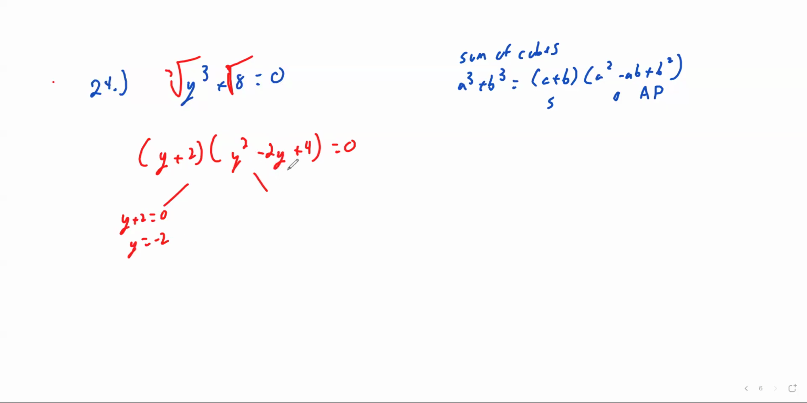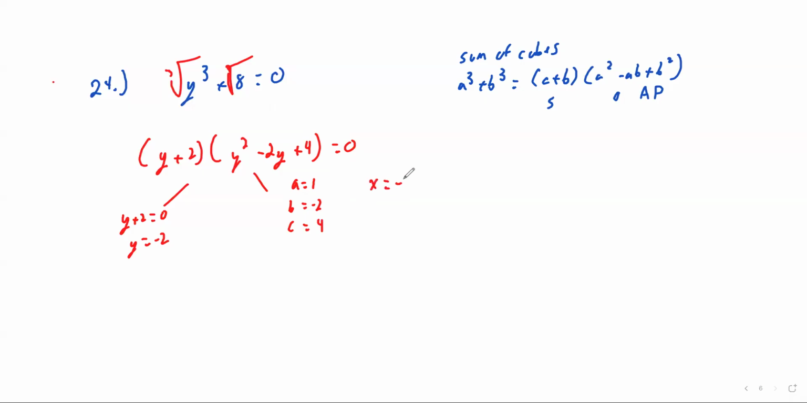This one we can't really factor. When doing sum and difference of cubes, the trinomial that you're left with never factors in a quadratic. So there are not two numbers that multiply to 4 and add to negative 2. So in this case, this is where you want to use the quadratic formula. So remember, a is equal to 1, b is equal to negative 2, and c is equal to 4.